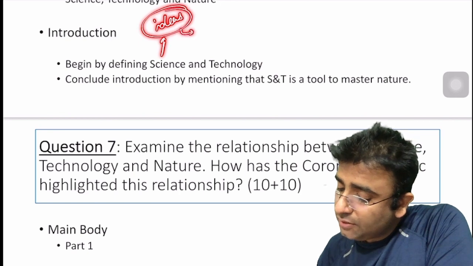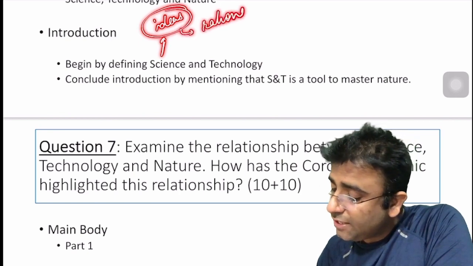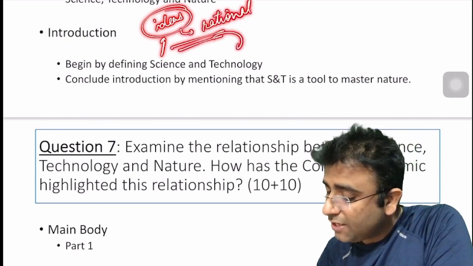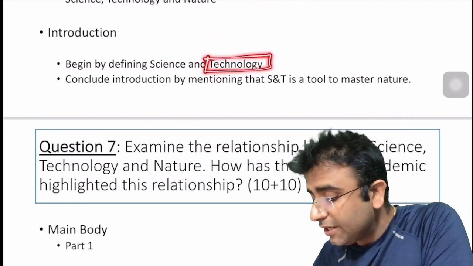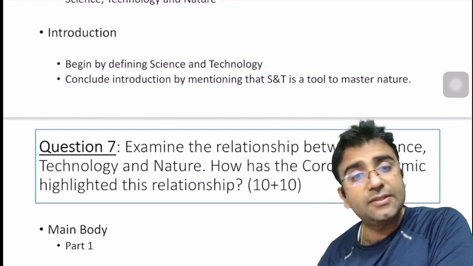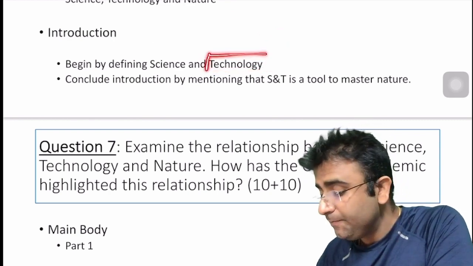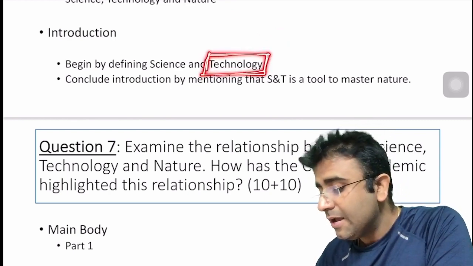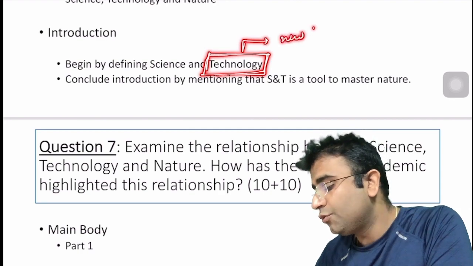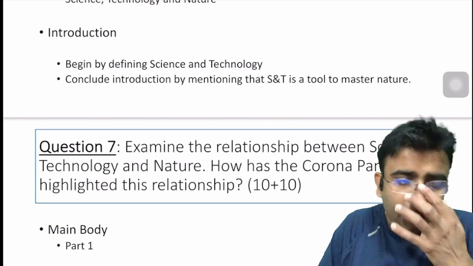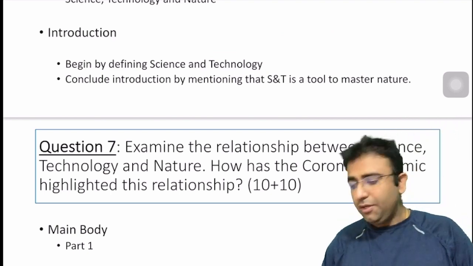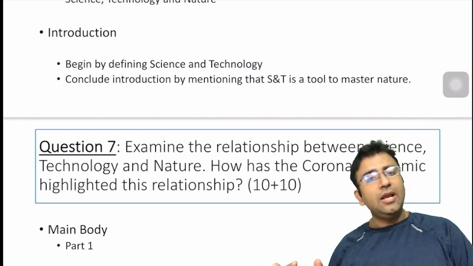Science is nothing but rational ideas. These rational ideas become the basis of technology. And what is technology? Technology is nothing but the new forces of production. देख रहे हैं कितना मेटिकुलसली आपने डेफिनेशन दे दी साइंस की भी और टेक्नोलॉजी की भी, right?